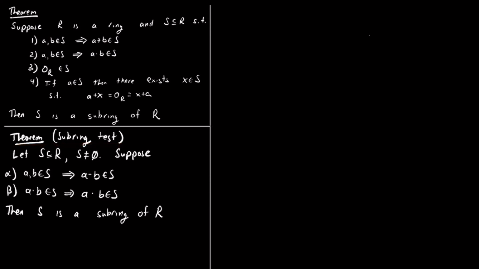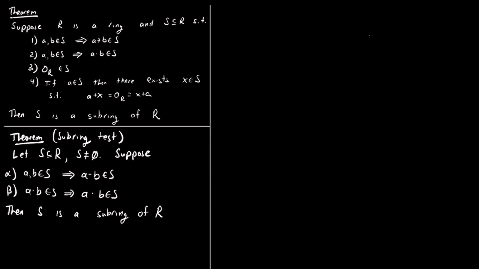The Subring test says let S be a subset of R, and it's important here that S is non-empty. And we assume two things. We assume one, let's call this condition alpha, that S is closed under subtraction. So if A and B are in S, then A minus B is in S. And two, let's call this condition beta, that S is closed under multiplication. So if A and B are in S, then A times B is in S. Then S is a subring of R. So there's only two things we need to check if we already know S is non-empty.